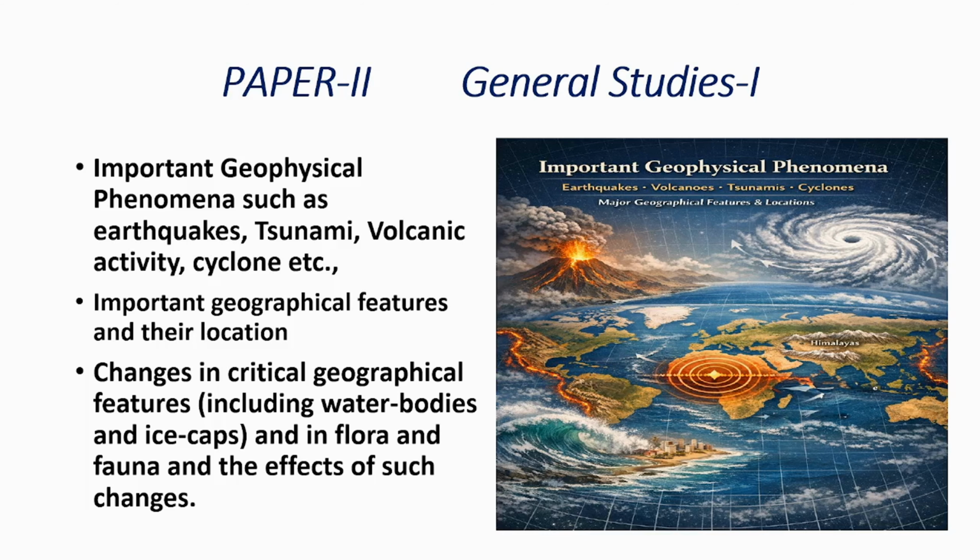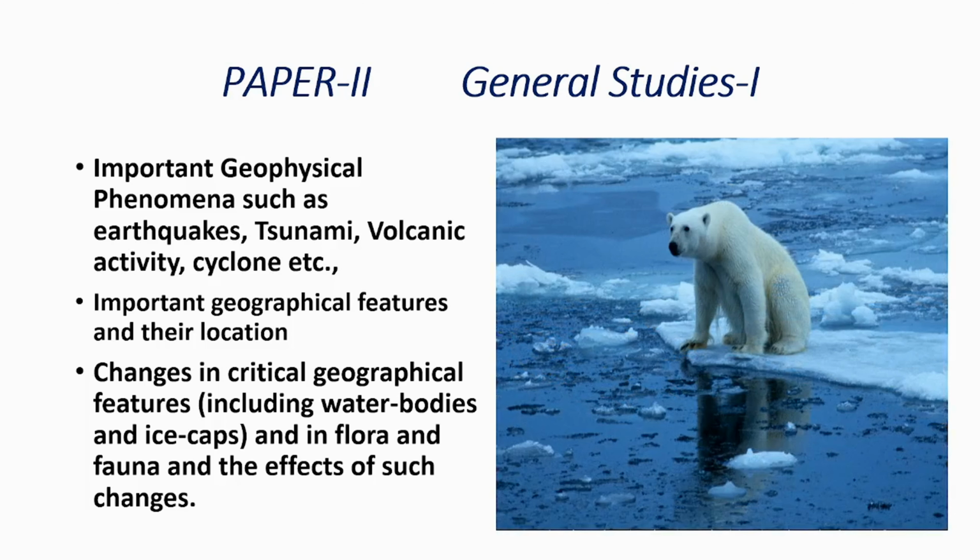So there are many changes happening across the earth. There is too much pollution. Now there is too much carbon dioxide. The heat in the atmosphere is increasing. The ice in the polar regions is melting. So we will read all of these critical geographical features. Many animals are dying. Many plant species are dying. Flora means plants, fauna means animals. So changes in geographical features, changes in flora, changes in fauna, and the effect of such changes we will see in this region. So this broadly concludes the GS Paper 1 syllabus.